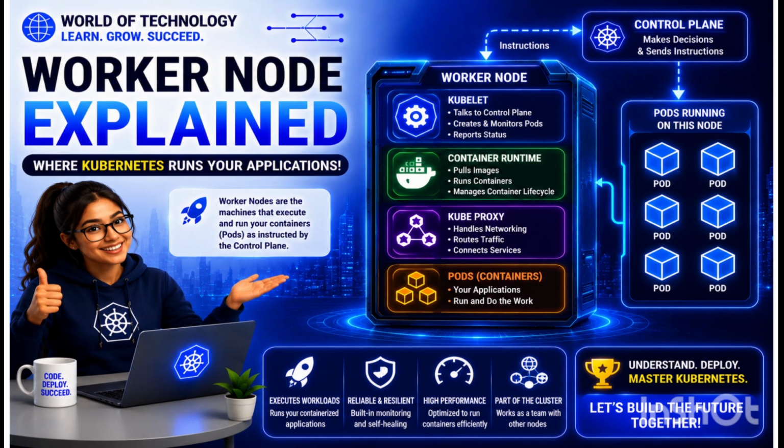Think of a restaurant. The manager accepts the order, but the kitchen prepares the food. Similarly, the control plane manages. Worker nodes do the actual work. A Kubernetes cluster can contain one worker node or thousands of worker nodes. That flexibility is what allows Kubernetes to scale.